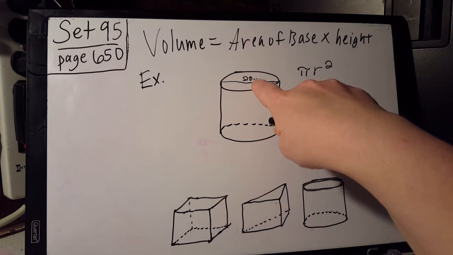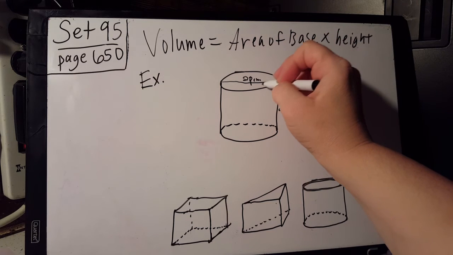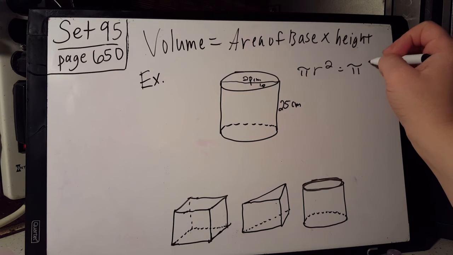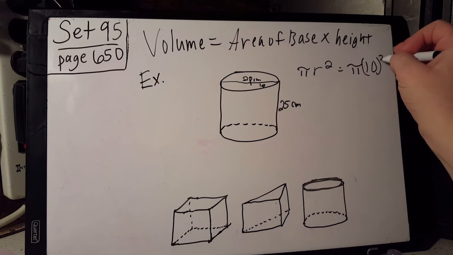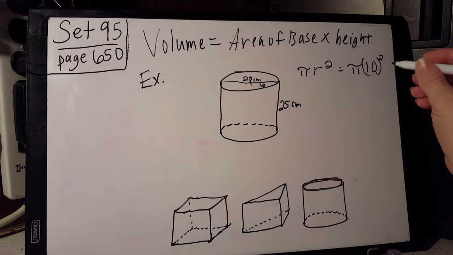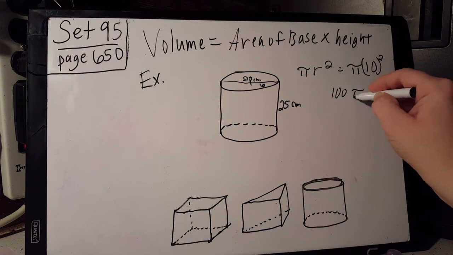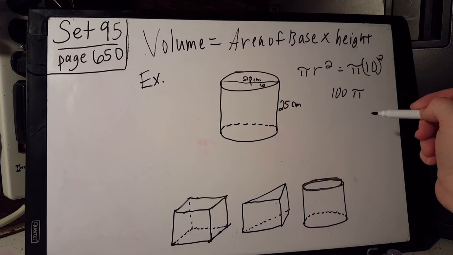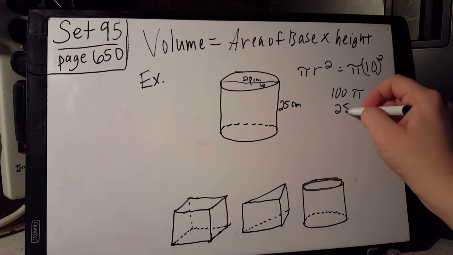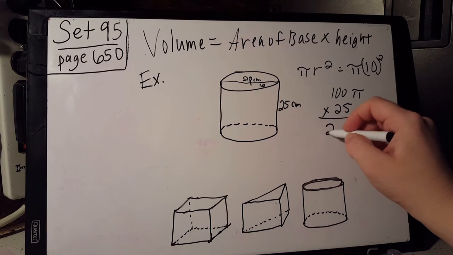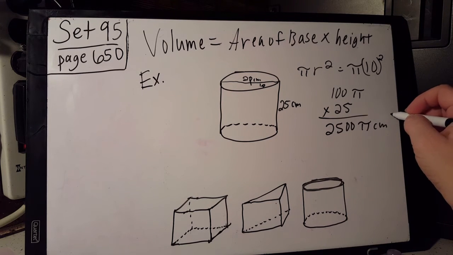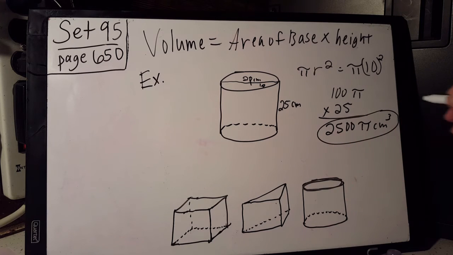Our radius is not 20. Our radius is half of the diameter, which would be 10. So that would be pi times 10 squared. So 10 squared is 10 times 10. That's 100. We would write that as 100 pi. That's the area of this circle. Then we have to multiply it by 25. So if you multiply that by 25, figure all that out, you would actually have 2,500 pi. Tells us our dimensions are in centimeters, and volume would be in cubes. So we would work it like that.